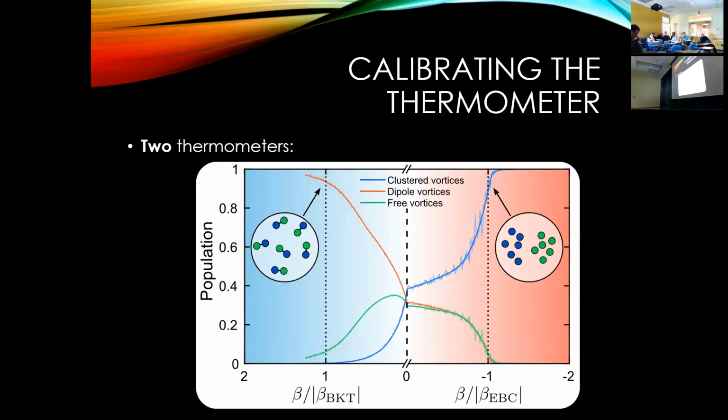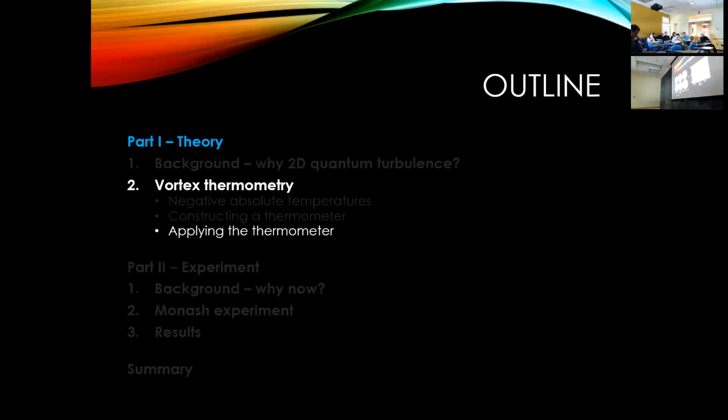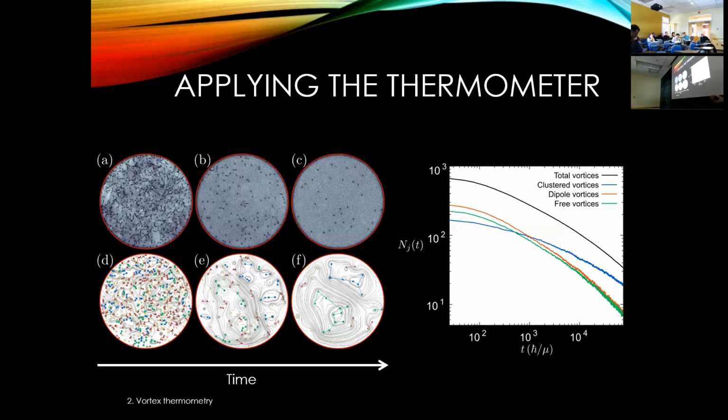So now that we have this thermometer we've created using Monte Carlo simulations, we can apply it to our dynamical Gross-Pitaevskii simulations. How we do this, we just run some more simulations. Like I showed you before, we have this disk-shaped Bose-Einstein condensate. We put vortices and anti-vortices randomly throughout the system, and we just watch it decay. So again, you see the vortex number goes down. That's this black line here. And you can see these clusters forming over time.